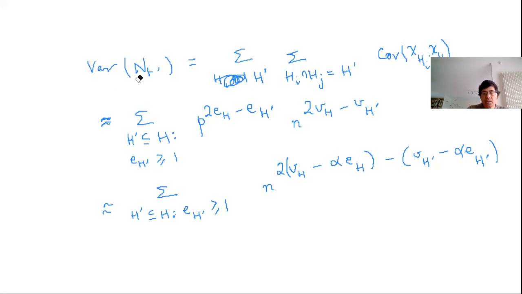So this is the variance of the number of copies of H in the random graph GNP. We have obtained this expression for it, and we'll use it now to prove the second half of the theorem. And for that, we are going to use Chebyshev's inequality.